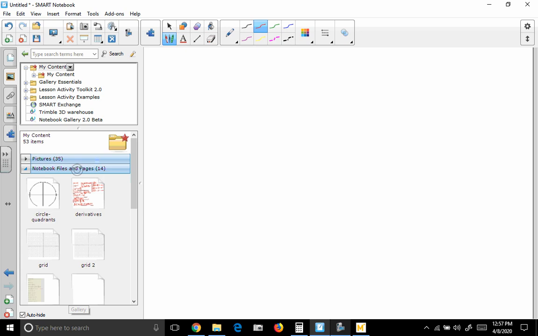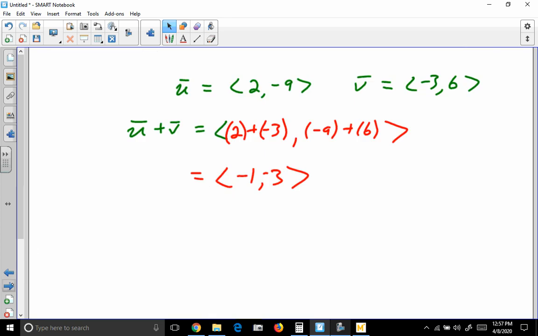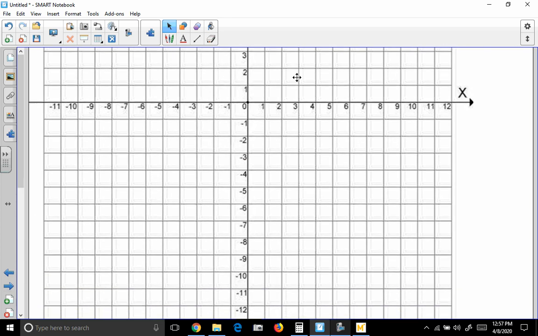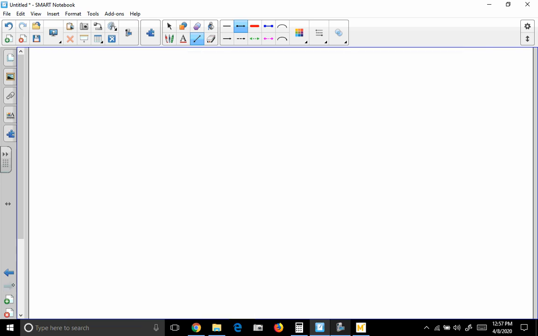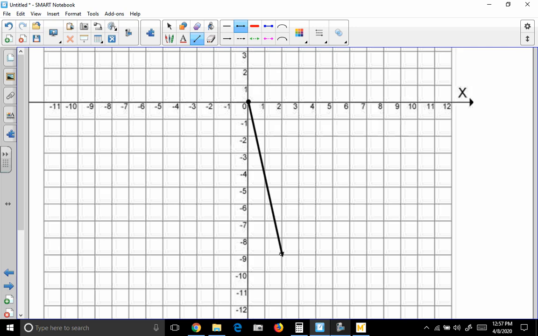So, for example, let's look at what a graph of this would look like, just to verify what's going on. So vector u is 2, -9. Let's just start it at the origin for convenience. So if we start at the origin, we go over 2, down 9. So there's vector u. And if we add vector v at the end of u, we're going to do v, which is -3, 6. So from where this one ended, we go to the left 3 and then 6 in the positive direction. So 1, 2, 3, 4, 5, 6.